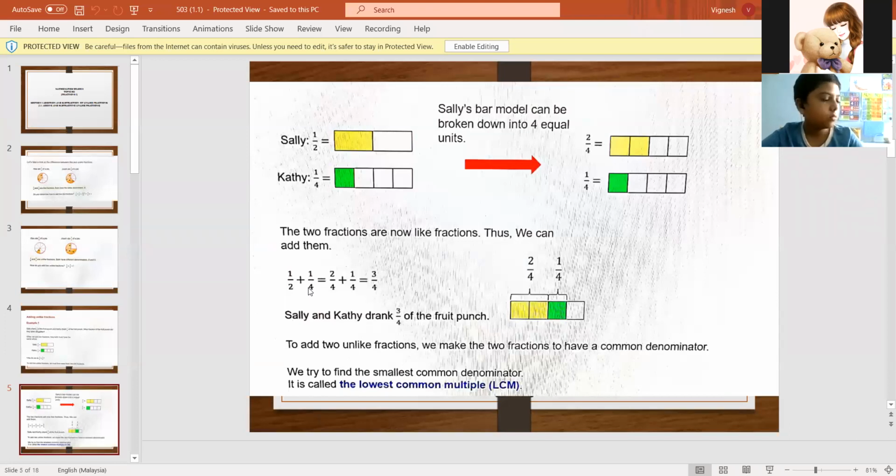So you have to change the 2, correct? Not only for these fractions, for the next slides also you have to find the LCM. That means you make the two fractions have a common denominator, meaning you have to find the smallest common denominator first. Understand or not? Okay, very good.